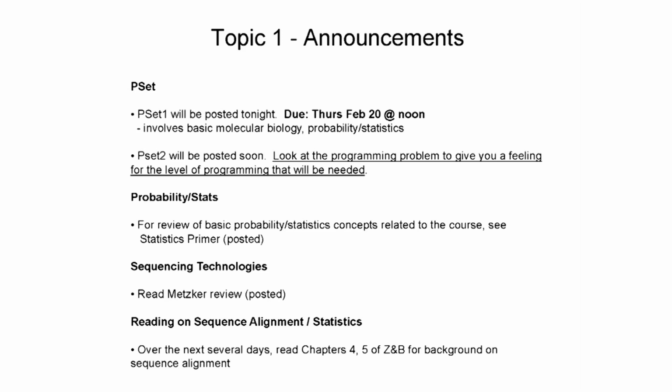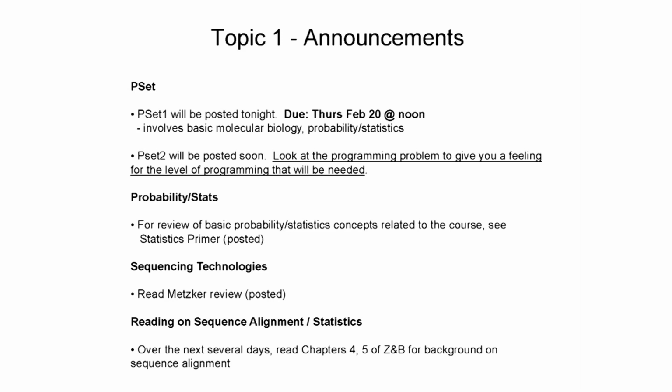Mention the probability stats primer. Sequencing technology. So for Thursday's lecture, it'll be very helpful if you read the review by Metzger on next-gen sequencing technologies. It's pretty well written, covers Illumina, 454, PacBio, and a few other interesting sequencing technologies. Other background reading. So we'll be talking about local alignment, global alignment, statistics, and similarity matrices for the next 2 lectures. And chapters 4 and 5 of the textbook provide a pretty good background on these topics. I encourage you to take a look.